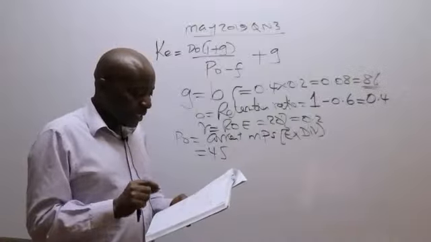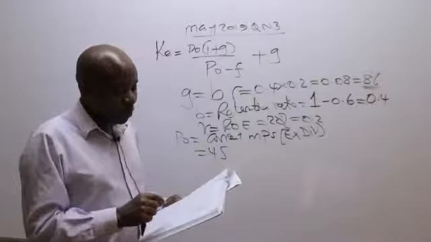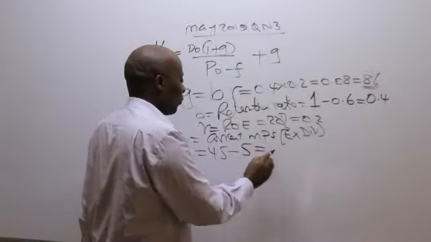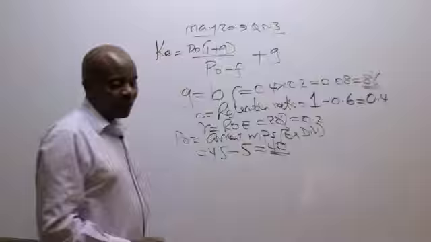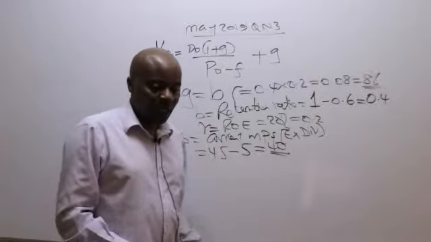Where is the current dividend? If you read note number 2, the firm paid a dividend of 5. So the current dividend is 5. So 45 minus 5, this will give us what figure? This gives us 40.